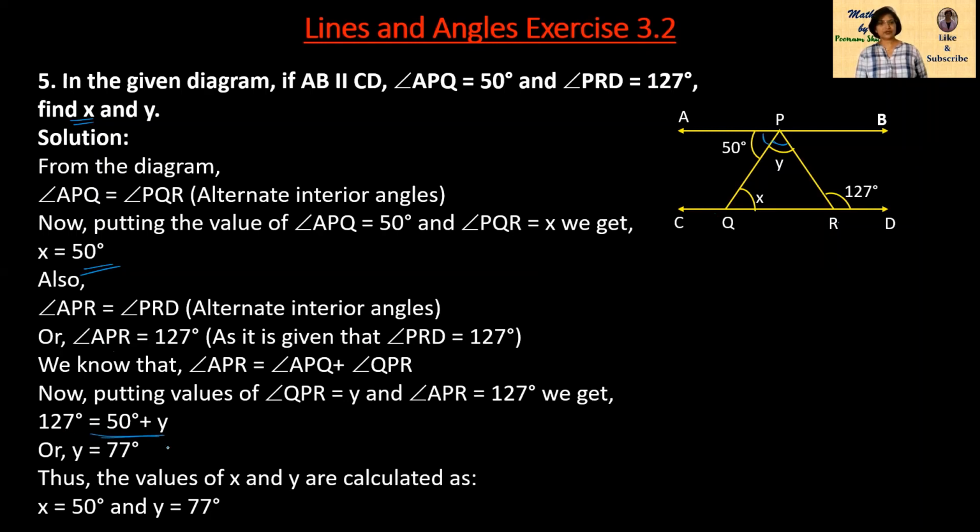So that means you can find out the value of Y. Y equals 127 degree minus 50 degree. So we will get here 77 degree. Thus, the values of X and Y are calculated as X equals 50 degree and Y equals 77 degree.